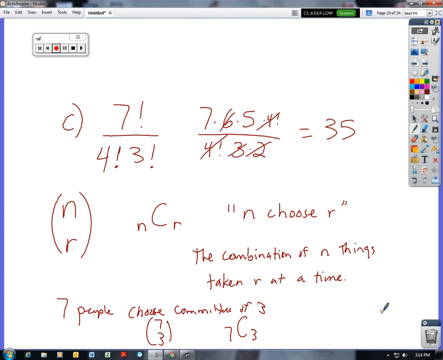And when you're choosing committees of 3 people, does the order matter? If I choose Jason, Sarah, and Tamara, it doesn't. That's the same committee as Sarah, Jason, Tamara, right? The order that I list the names doesn't make it a different committee. It's still the same 3 people. So that's just something to keep in mind.